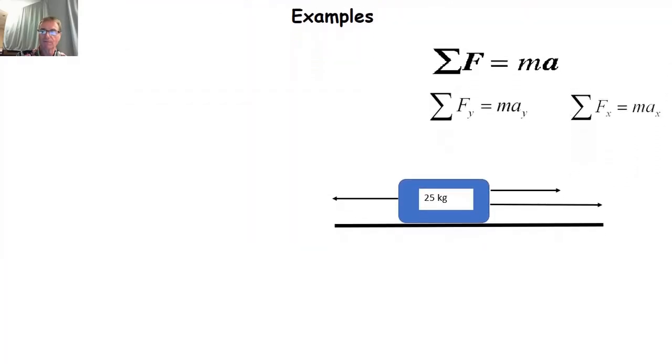So this is the end of session 1. In session 2, I'm going to solve some basic problems, show you how we do free body diagrams, how we label problems, how we label forces, and then actually solve the problems using Newton's second law. So I hope that helps.